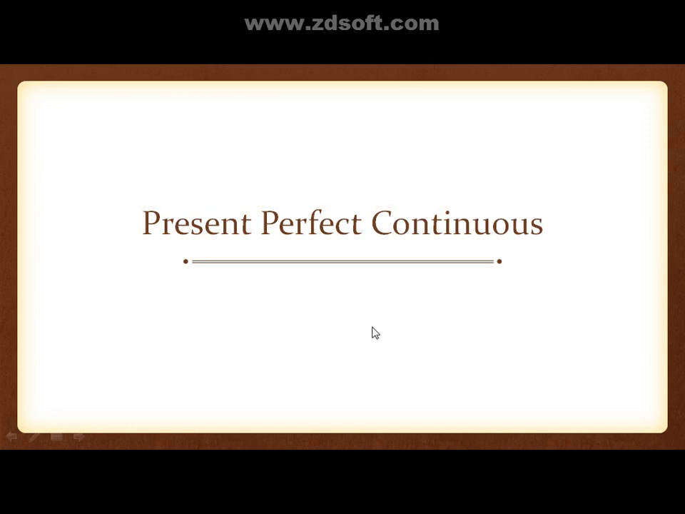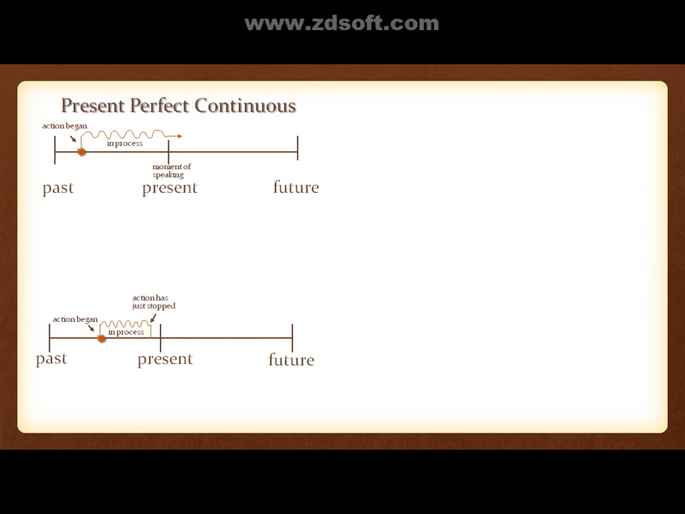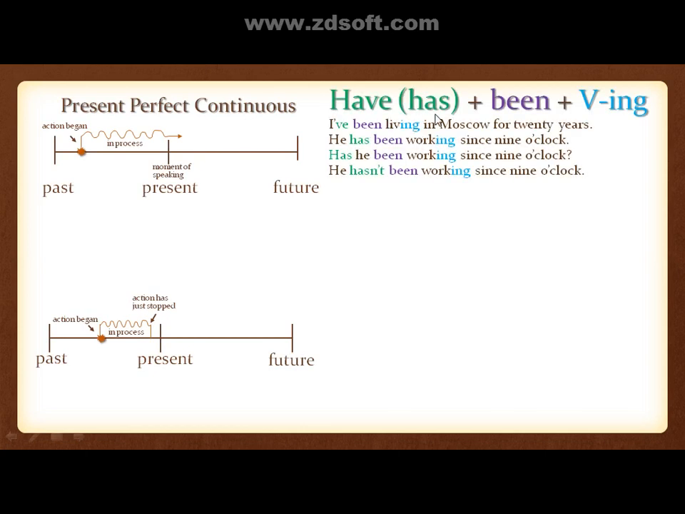Let's turn to the present perfect continuous. The present perfect continuous consists of have or has plus been plus verb plus ing. As in the present perfect simple, we use have with I, we, you, they, or any plural noun, but has is used with he, she, or it, or any singular noun. I have been living in Moscow for 20 years. He has been working since 9 o'clock. In the question form, has he been working since 9 o'clock? He hasn't been working since 9 o'clock. This is the negative form.